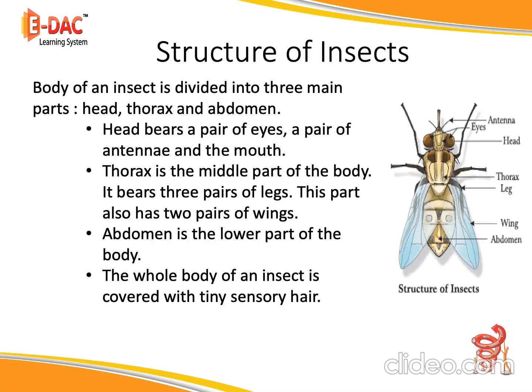Structure of insects. The body of an insect is divided into three main parts: head, thorax, and abdomen. The head bears a pair of eyes, a pair of antennae, and the mouth. The thorax is the middle part of the body. It bears three pairs of legs. This part also has two pairs of wings. The abdomen is the lower part of the body. The whole body of an insect is covered with tiny sensory hair.